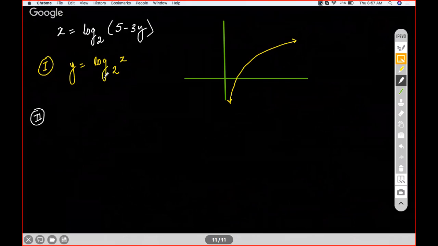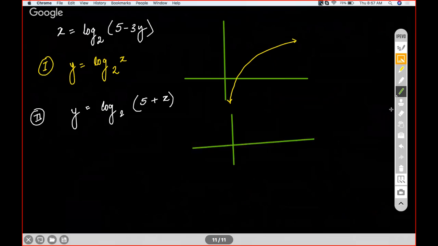So first of all, we would start with the graph of log x to the base 2, which is going to be like this. Then what I'm going to do next is change my x with x plus 5, or you can say 5 plus x. That means I'm shifting this to the left by 5 units. So my graph would appear like this, a miniature version.